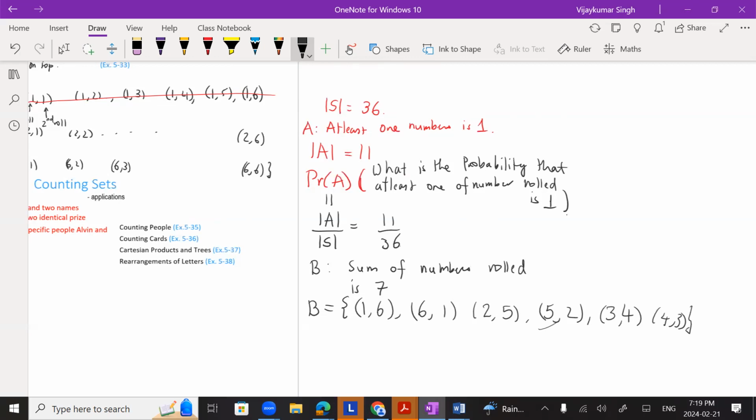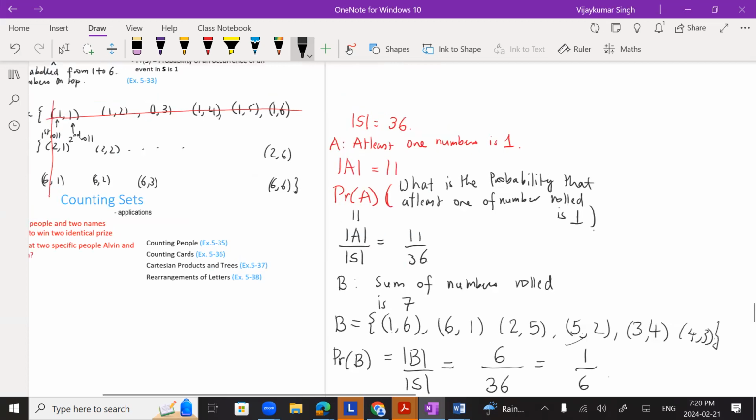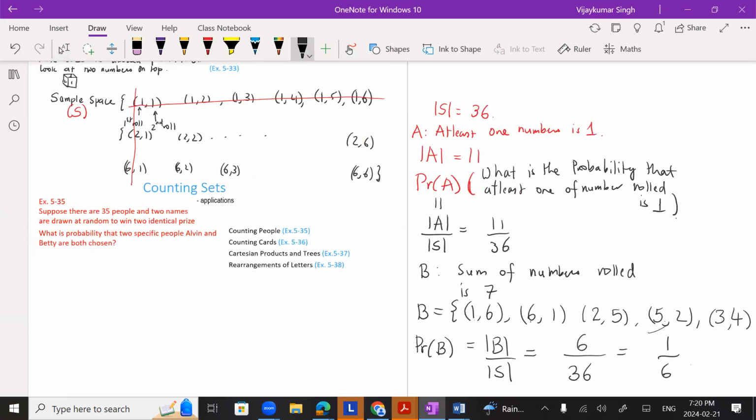So what is the probability of B happening? Again, the probability of the event that the sum of the numbers which shows on the top is 7 is going to be size of B divided by size of the sample space, so 1, 2, 3, 4, 5, 6, 6 over 36, which is going to be 1 over 6. This is the probability of the event that the sum of the numbers rolled is 7. You can have similar kinds of questions. We could have seen that easily if we drew this nicely, but you don't have to do that.